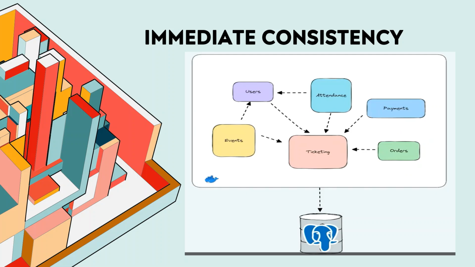Why? Let's say, for example, this is the project that I will be showing to you. We have a ticketing module, we have events, user, attendance, payment, and orders, and you're just talking to one database. So you can see the modules we're talking about here are connected to each other. So there is an immediate consistency.